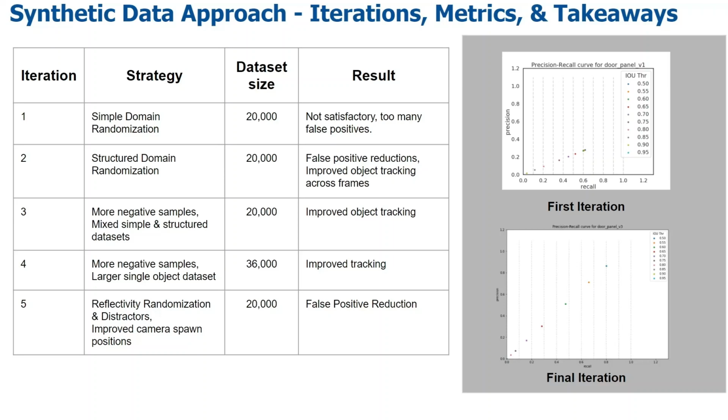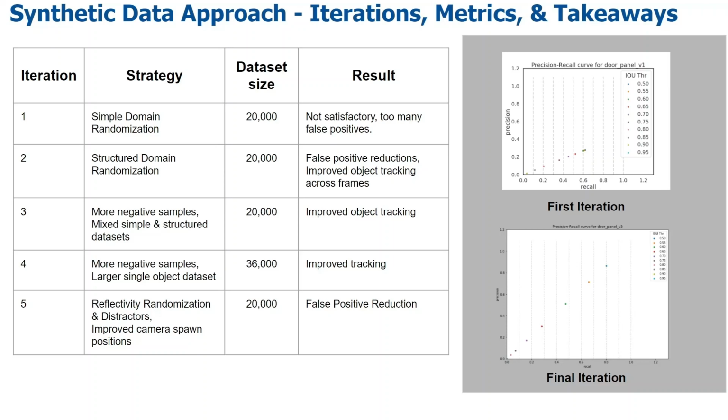We found the results to not be satisfactory, with the model performing very well on synthetic data, but performing very poorly with too many false positives or detections in our real-world tests. Because the models perform so well on the synthetic data but not the real-world data, that's when we decided to shift towards structured domain randomization to make the synthetic data match the real world more closely. In our second iteration, we found the model did improve, with fewer false detections and better tracking across frames.